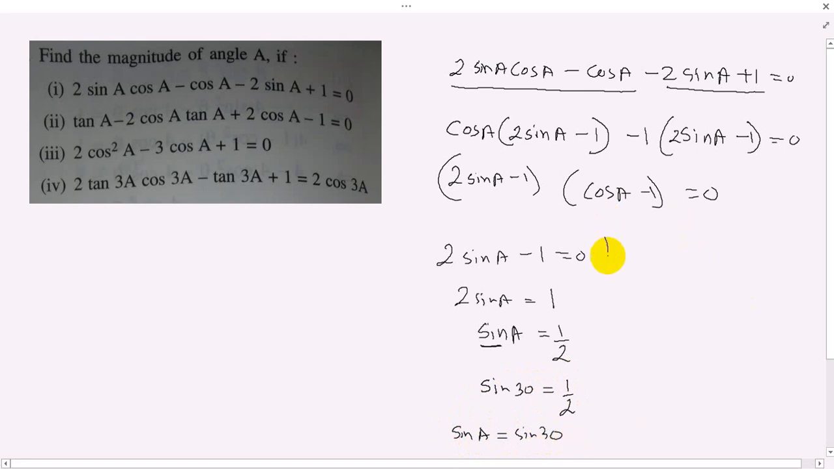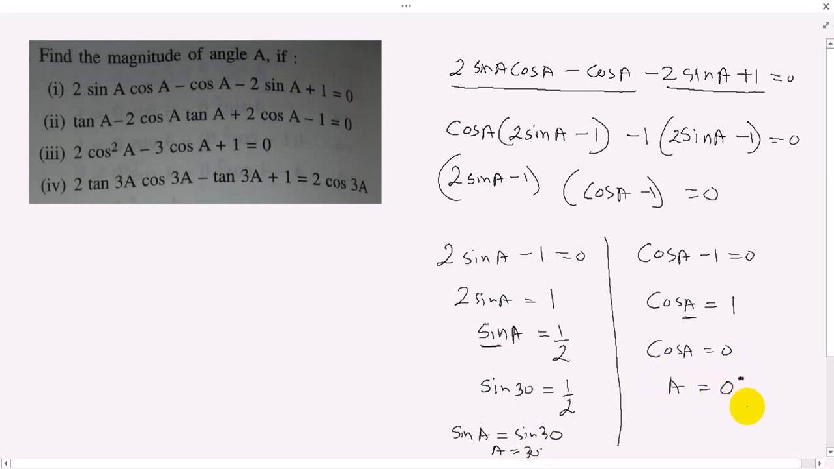Regarding the cos one, we would do here cos A minus 1 is equal to 0, cos A is equal to 1, and for which value of angle is cos 1? Here we can write A is equal to 30 degree, and similarly here A is equal to 0 degree. Cos 0 degree is equal to 1. Okay, one question done. Similarly, go for the second.